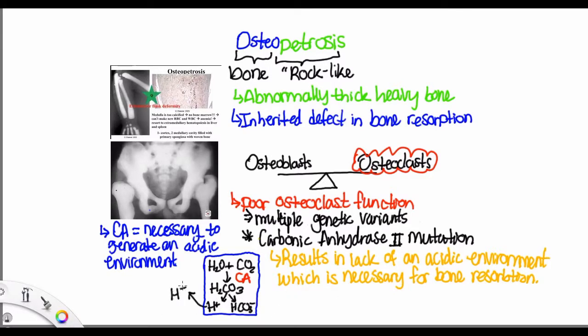Now, this proton, which is the acid, leaves the cells, and this is what creates the acidic environment necessary for bone resorption. If osteoclasts don't have the ability to generate this acidic environment, they won't be able to resorb bone, and this is exactly what occurs in the carbonic anhydrase 2 mutation.